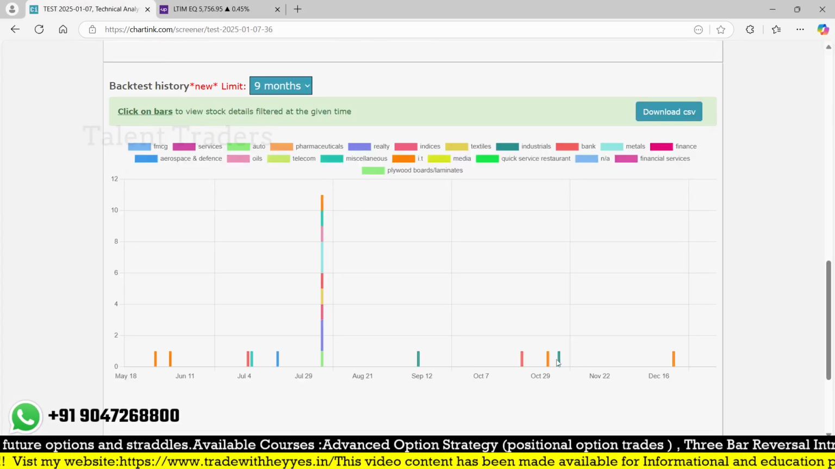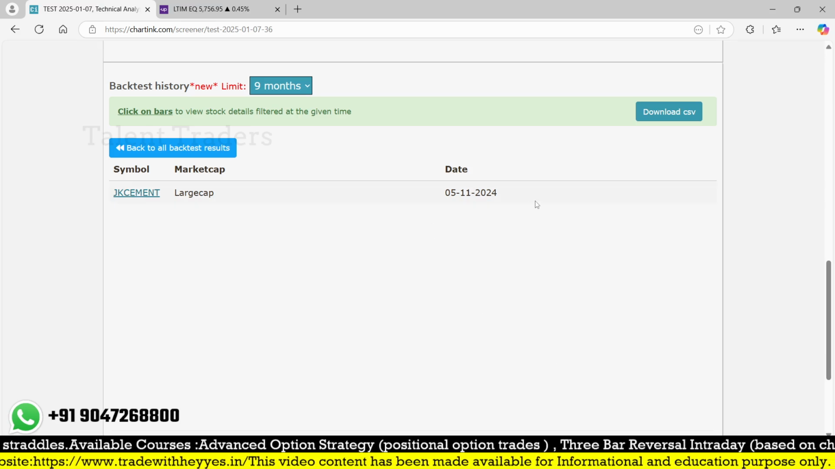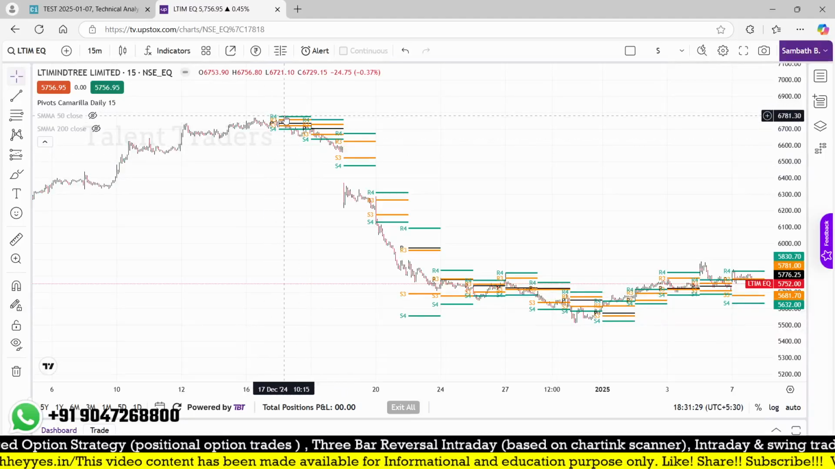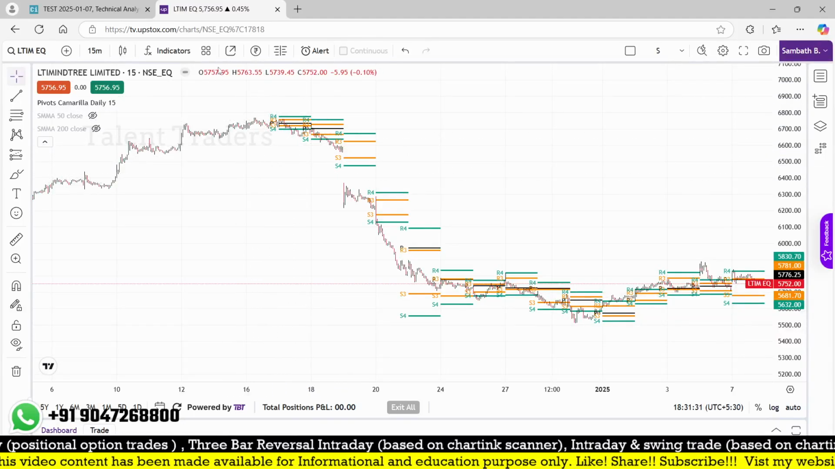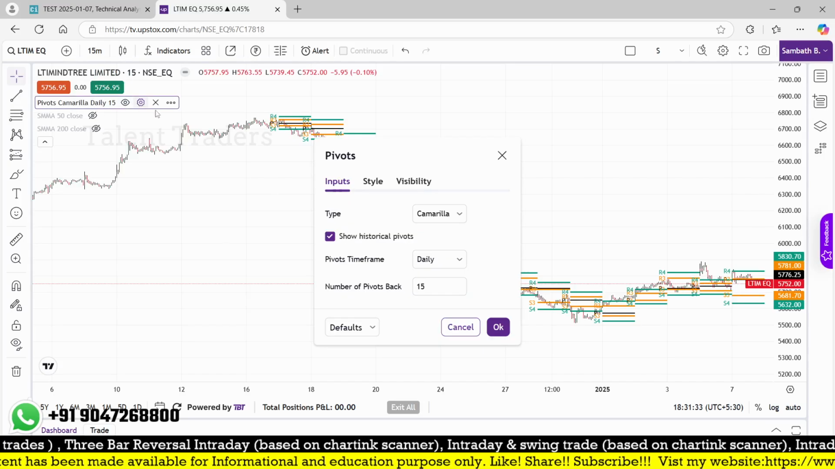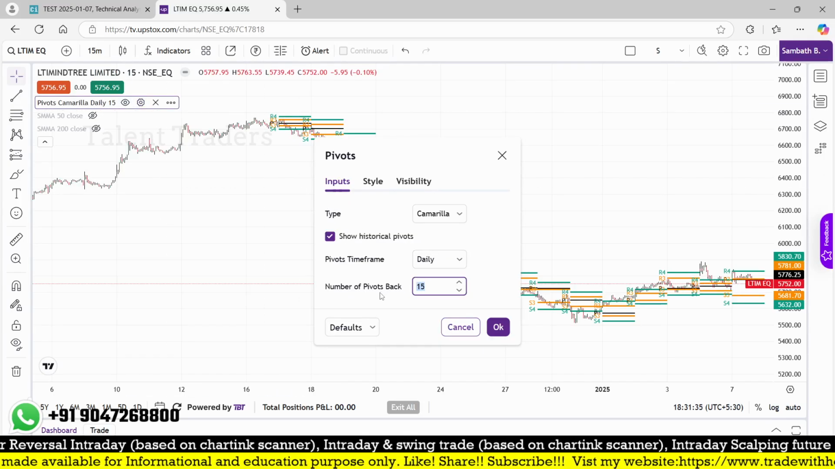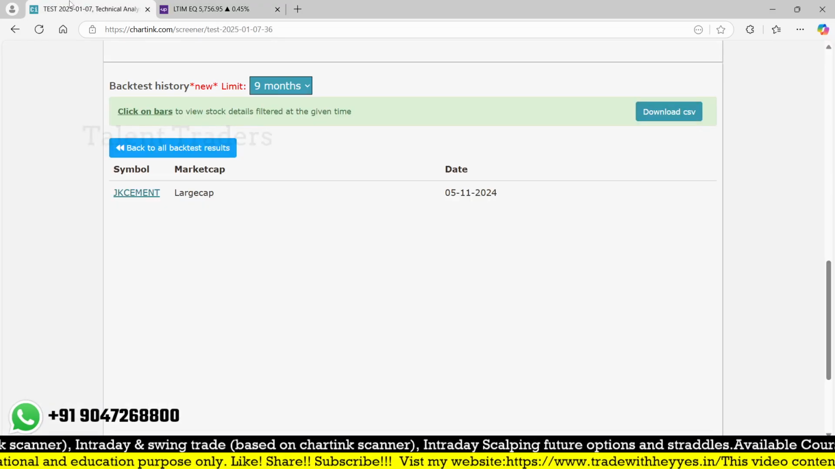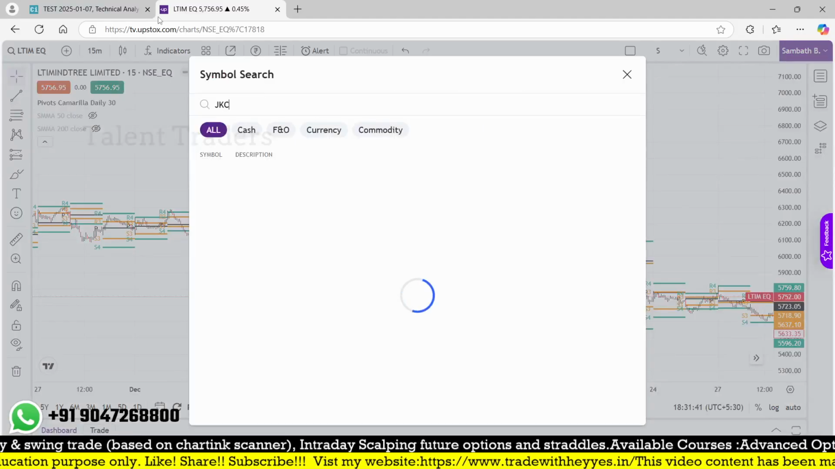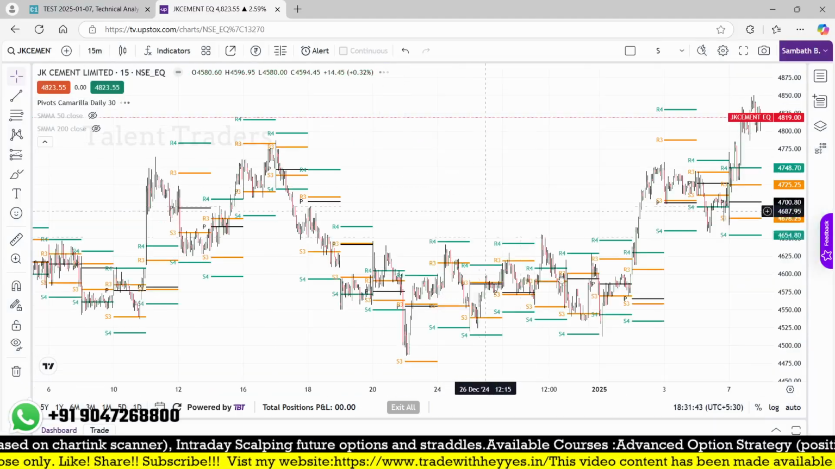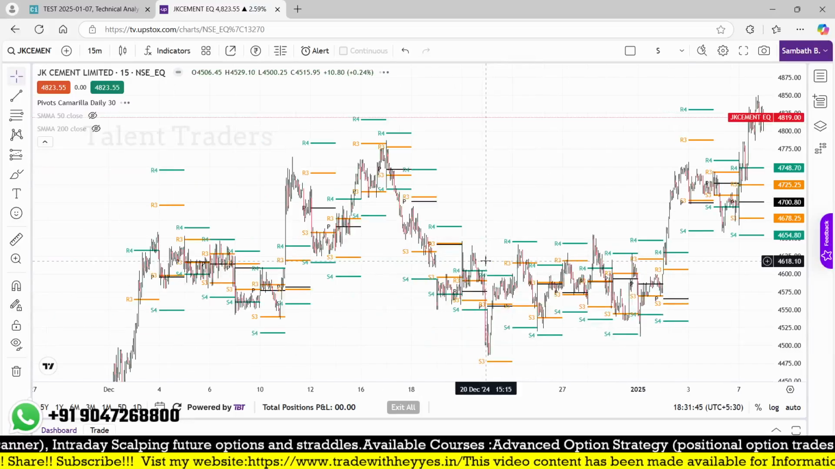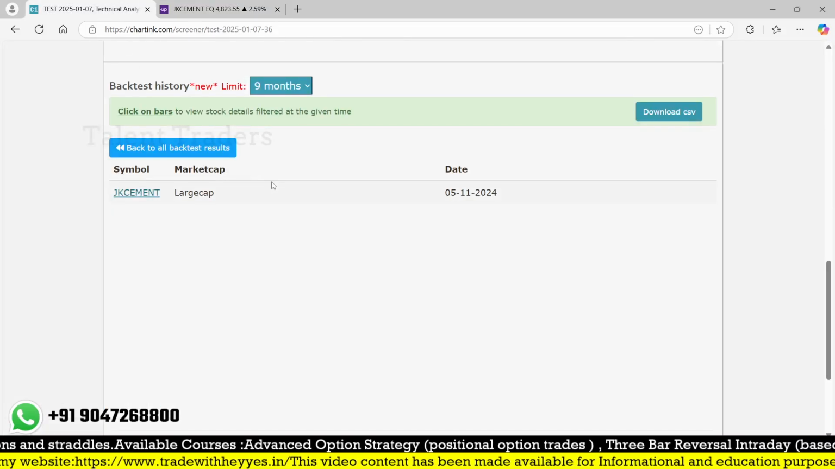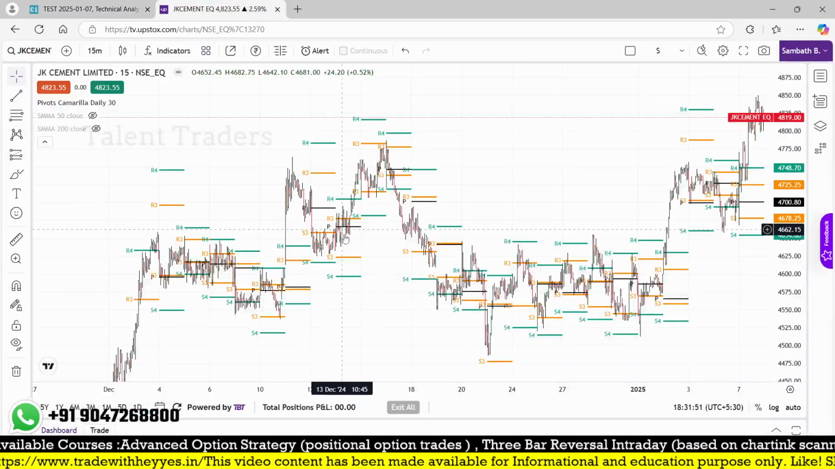Let me go with where it previously happened, on 5/11. So November month, whether we get it. Up to December, let me change the back data by 30 days. Number of pivot. So the stock is JK Cement, on the day up to 5th December. November did not come, because it is a long back period.